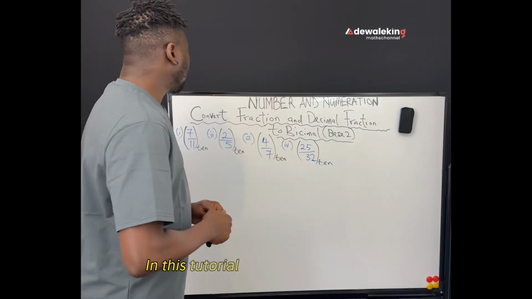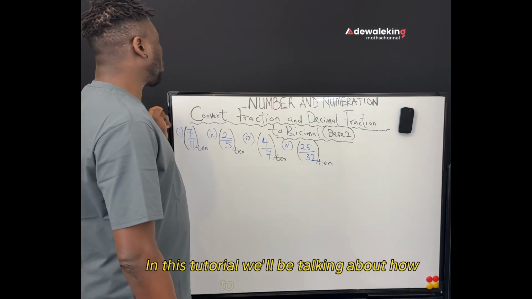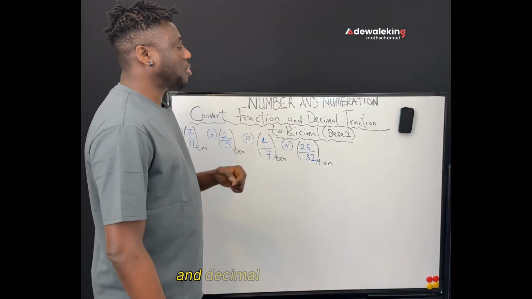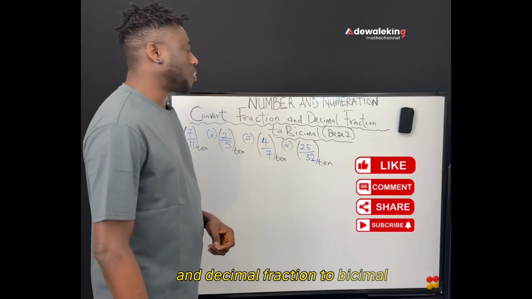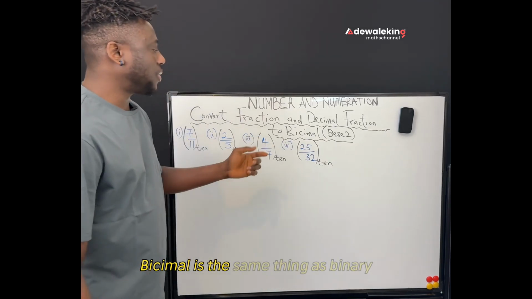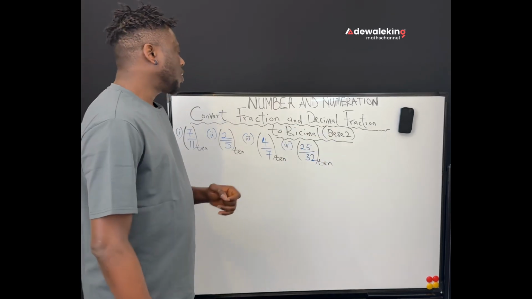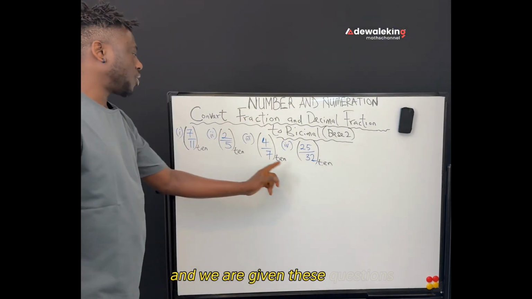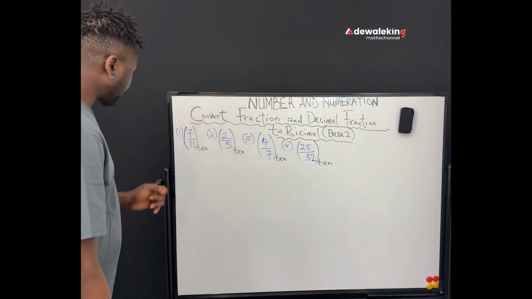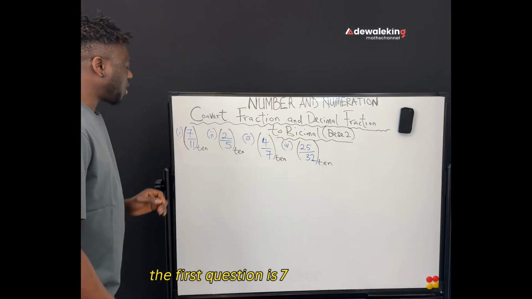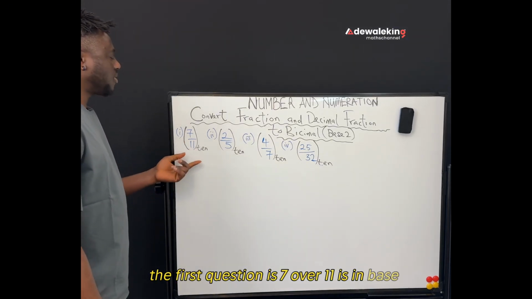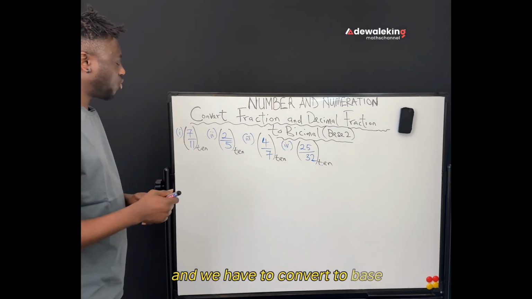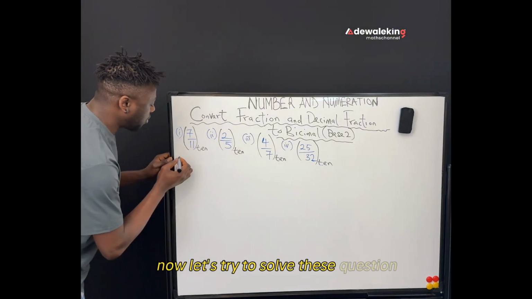In this tutorial, we'll be talking about how to convert fraction and decimal fraction to bicimal. Bicimal is something as binary or base 2. It's a topic under number and numeration, and we are given this question. The first question is 7 over 11 in base 10, and we have to convert to base 2. Now let's try to solve this question.